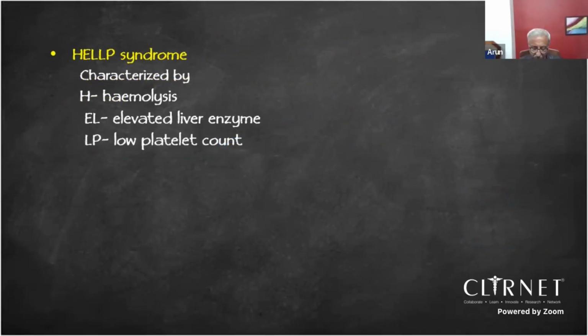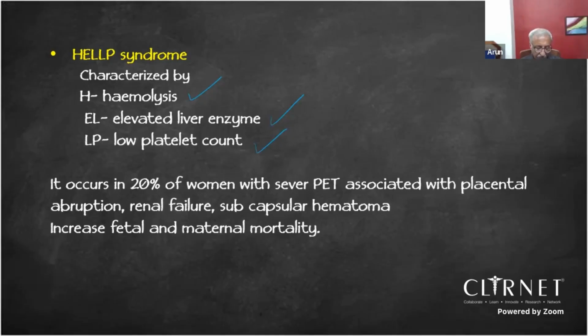Last of all, there is HELLP syndrome, which is characterized by hemolysis, elevated liver enzymes, and low platelet count. It occurs in 20% of women with severe PIH, and it is associated with placental abruption, renal failure, and subcapsular hematoma. In this particular syndrome, there's an increase in fetal as well as maternal mortality. So this is the difficult story.